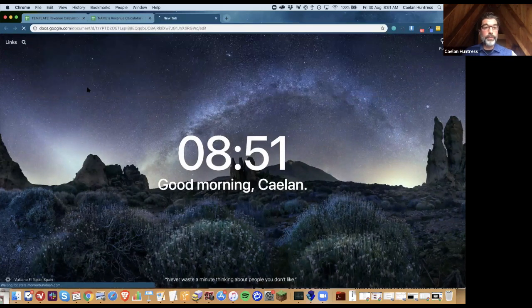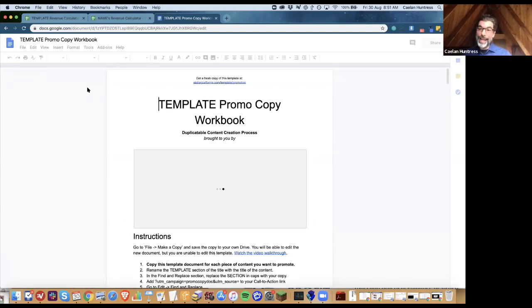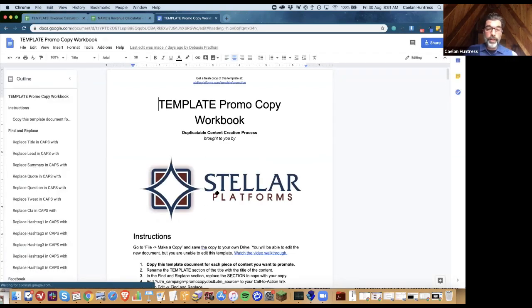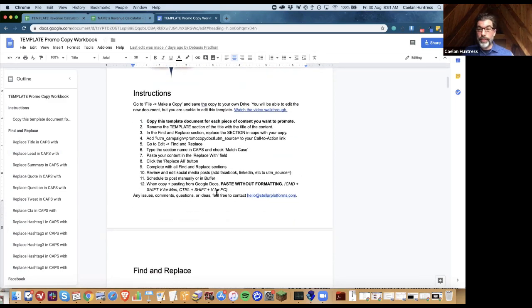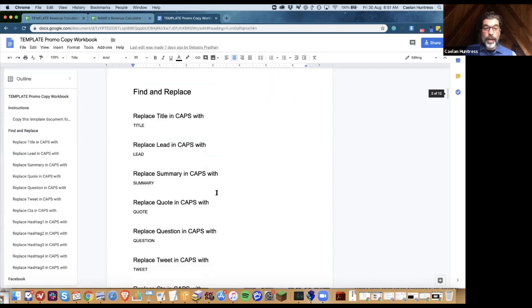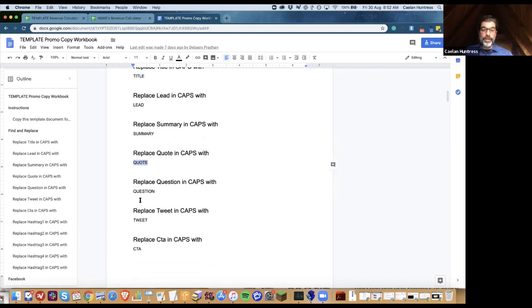Okay, so with the promo copy doc, I would see you working on this and then handing it over to your VA. So this is one of the documents that we would be using, one of the workbooks we would use in the program. The way that it works is for every offer, you make a copy of this document. You put in the title, you put in the lead, you write a summary, you take a quote, and you do all these things, right?